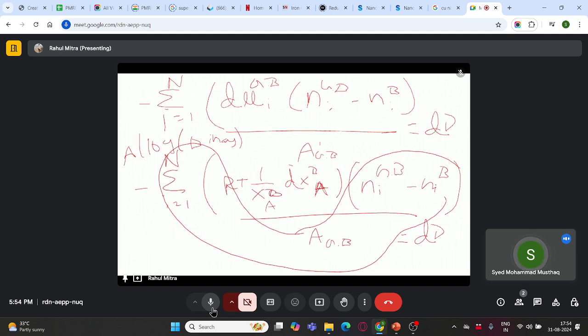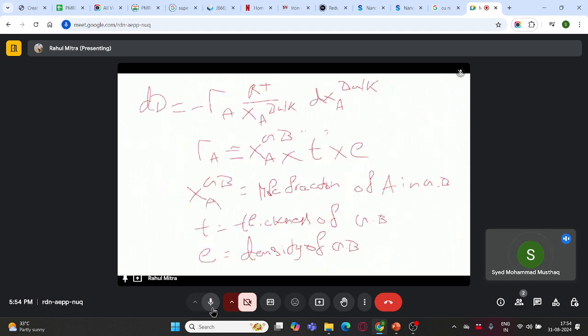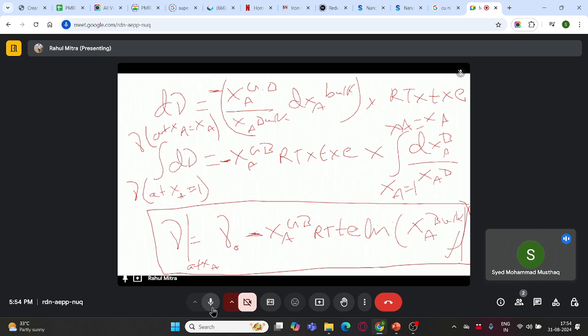Then we assumed some constants. We wrote the constant as tau A, and then we wrote how tau A depends on different terms like the mole fraction of the grain boundary, the thickness of the grain boundary, and the density of the grain boundary. Finally we arrived at this equation showing how the surface energy changes with the mole fraction of the composition of A in our grain boundary and B.